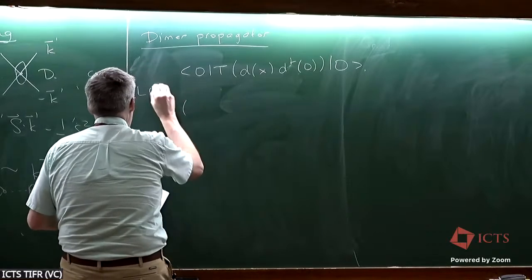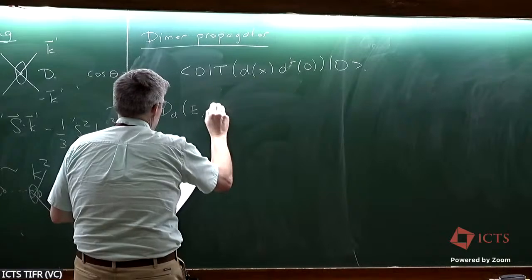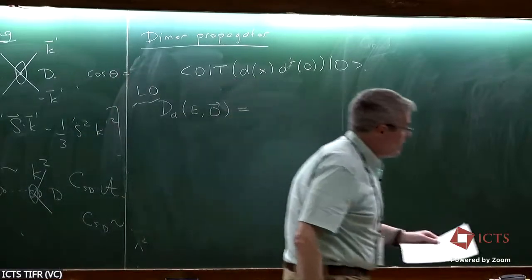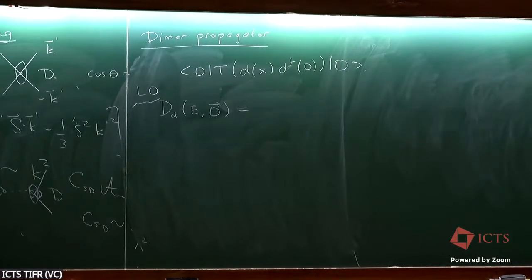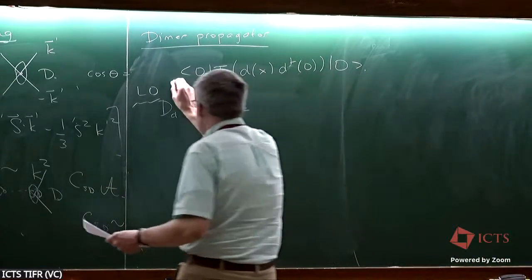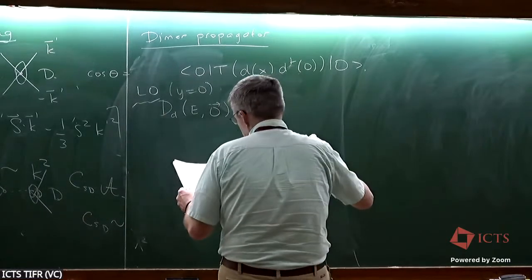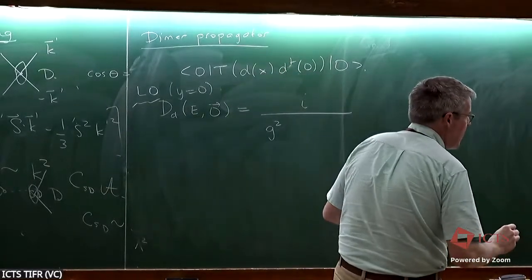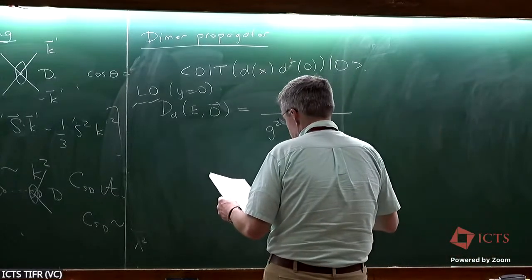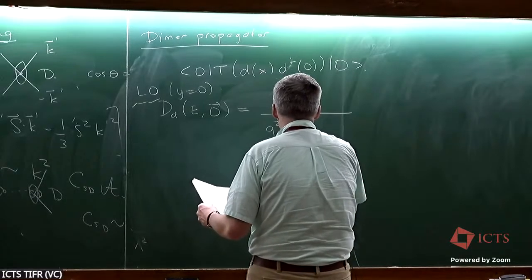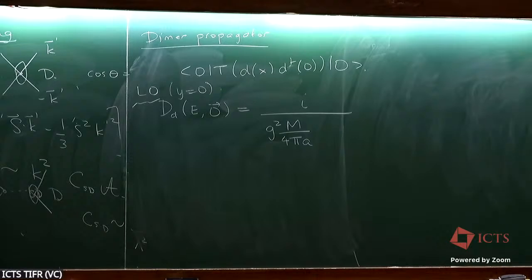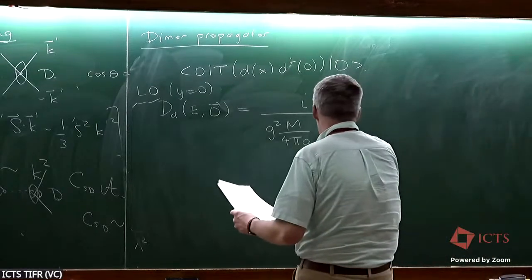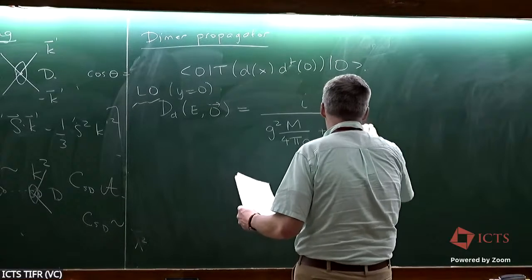Let me go back to leading order and we'll talk about NLO sometime in the second hour. So at leading order, another useful feature of having a Y in this expression is I can just say we're going to set Y to 0 because we want to think about leading order. The dimer propagator is i divided by g squared, and then I'm going to recast, I'm going to trade delta over g squared for m over 4 pi a, and then I have plus i g squared m over 4 pi.